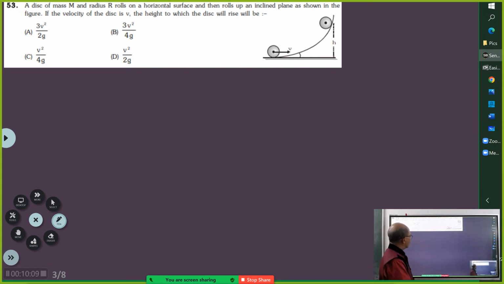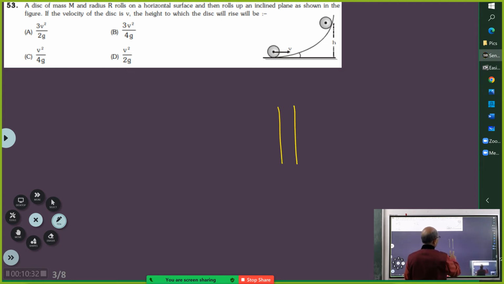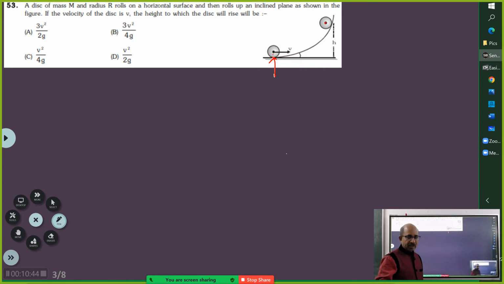Exactly similar to the previous one. Only thing is it's a disk here. Done, sir? Good. So just do the reverse. I would do it like this. It starts from here and it will end here. So whatever was the energy here, what is the total energy? The rolling energy, rotational energy plus the translatory energy, must all get converted into potential energy.